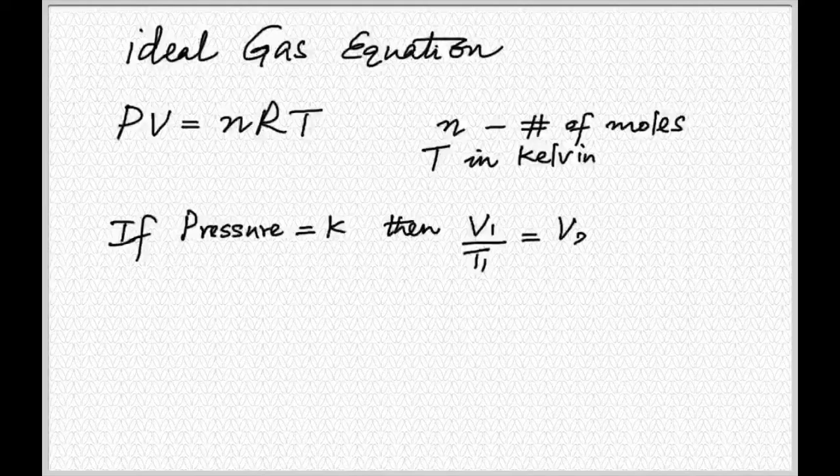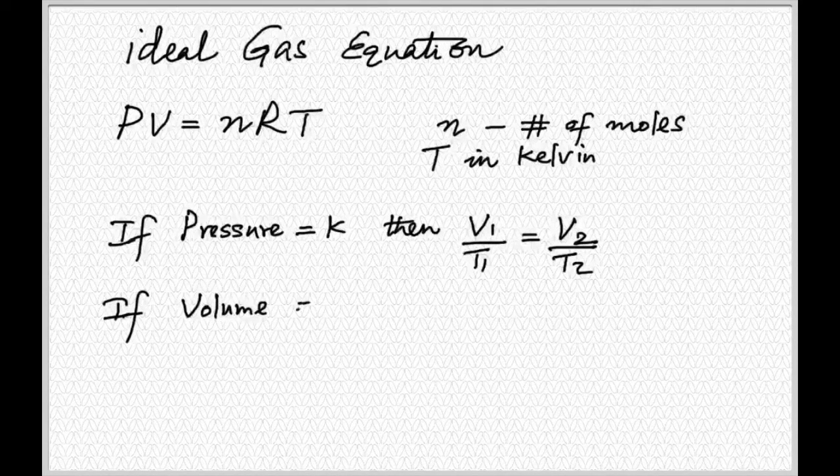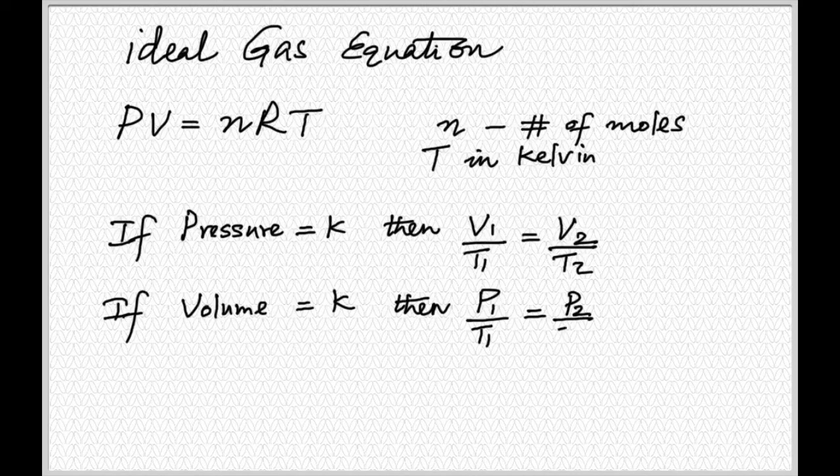And again, if pressure is a constant in this equation, then we come to the conclusion that the volume increases with change in temperature, so the ratio must be equal. V1 by T1 is V2 by T2. Likewise, if the volume is kept constant, then the pressure changes with the temperature, so you have the same kind of ratio.